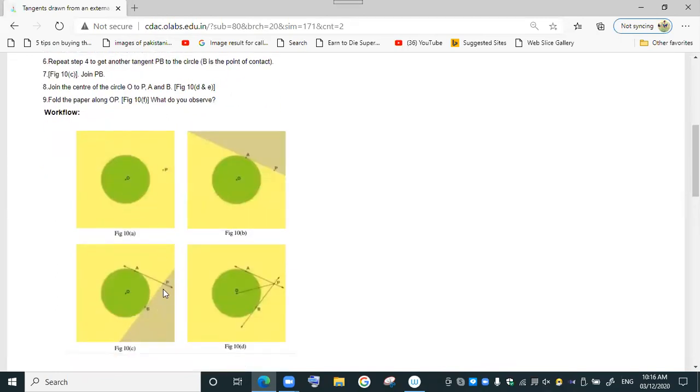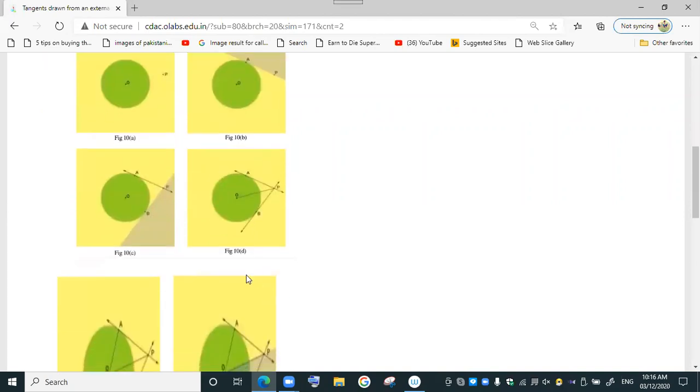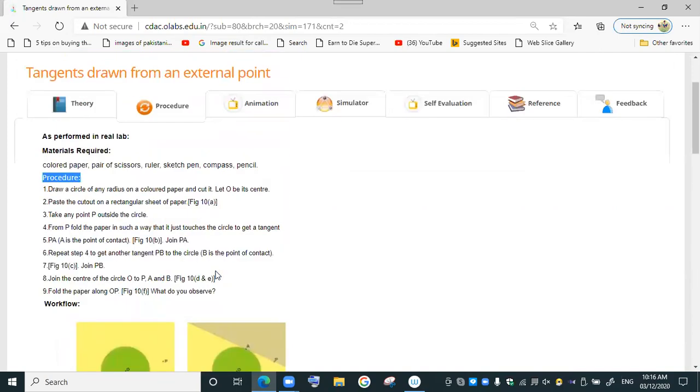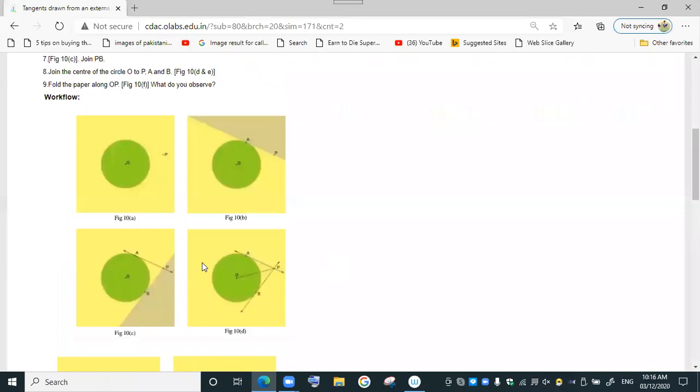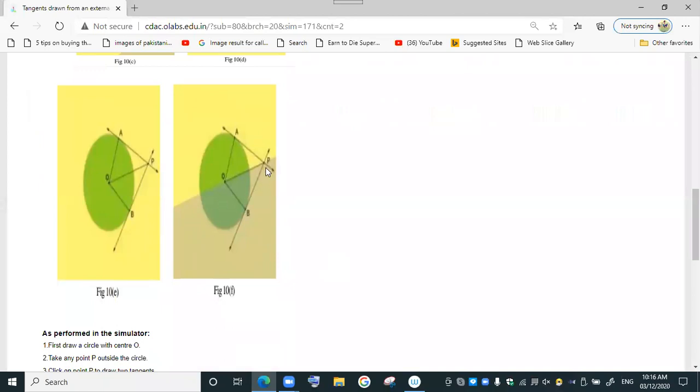Then repeat the same thing with another crease. You have to fold the paper so that it touches the point B. Then you can draw the line and show it. Repeat the step to get another tangent, and then join the center of the circle to P, A and B. Center is joined to P, A and B. Then fold the paper along OP.